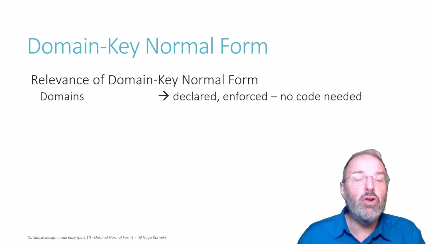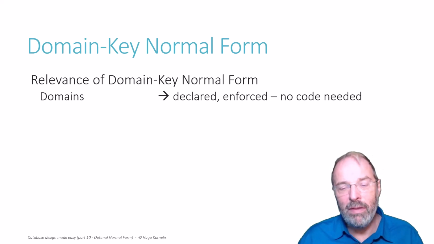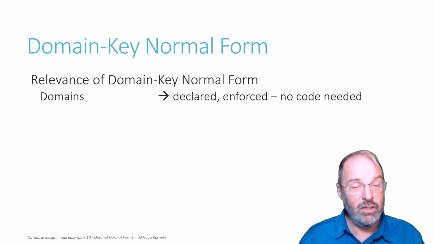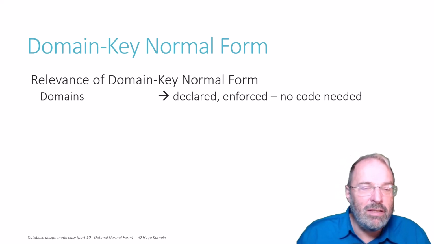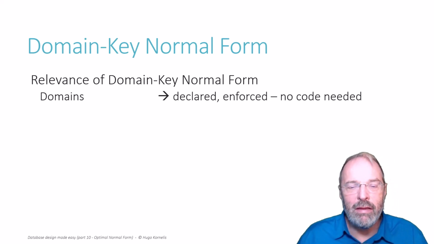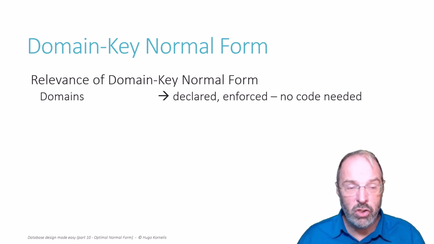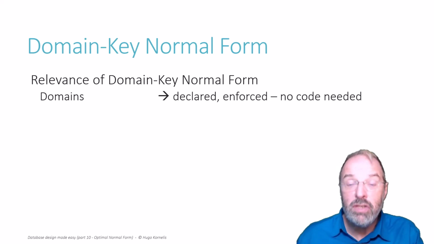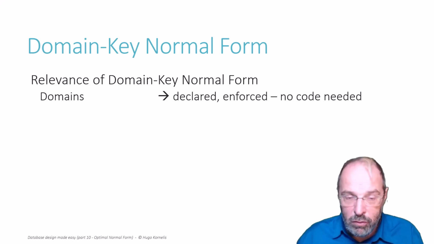So we have the domains, and the domains can be implemented by data types, nullability rules, and check constraints. So they're all declared on the database level, and it's the database management system that enforces them. We don't need to write any custom code to protect those rules, other than just that single check constraint if you need one, or that single null constraint, or that data type.